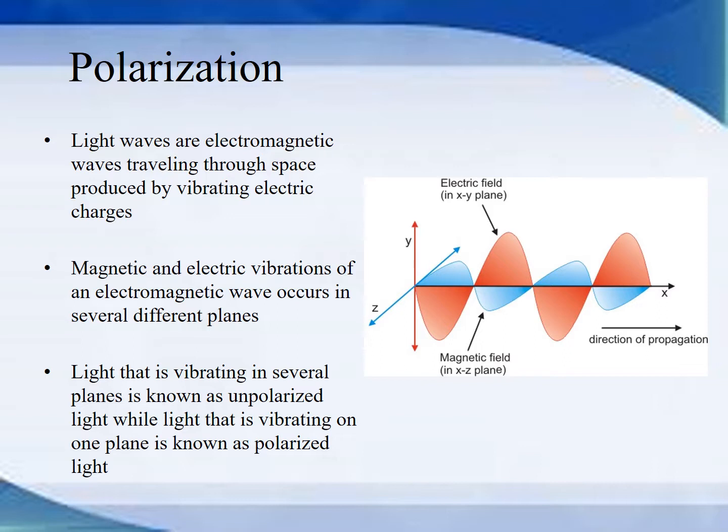These vibrations occur in numerous planes. More specifically, a light wave can vibrate up and down in the vertical plane, side to side in the horizontal plane, or in an intermediate direction. When these light waves are vibrating in more than one plane, it is known as unpolarized light. Unpolarized light can be turned into polarized light, which means that the light wave's vibrations occur in the same plane. This process is known as polarization.